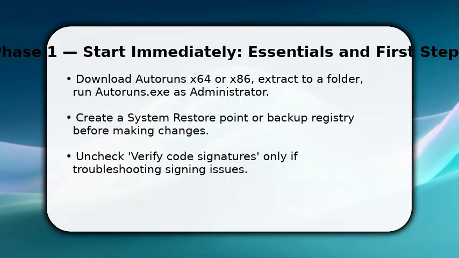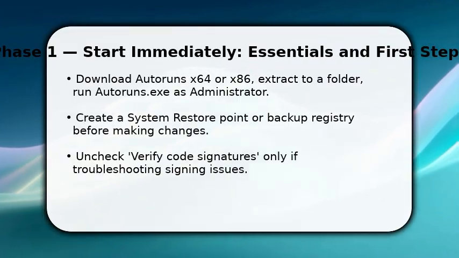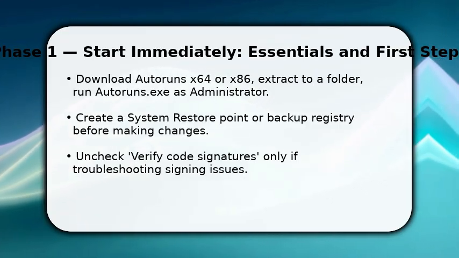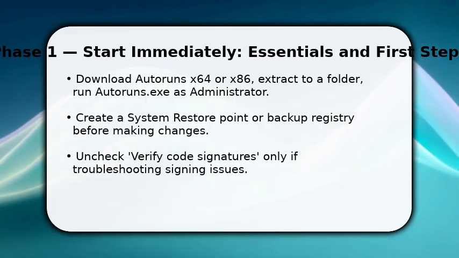You start by downloading Autoruns and running it as administrator. This gives full visibility and permission to change auto starts. Once done, make a system restore point or export the registry key so you can roll back if needed.